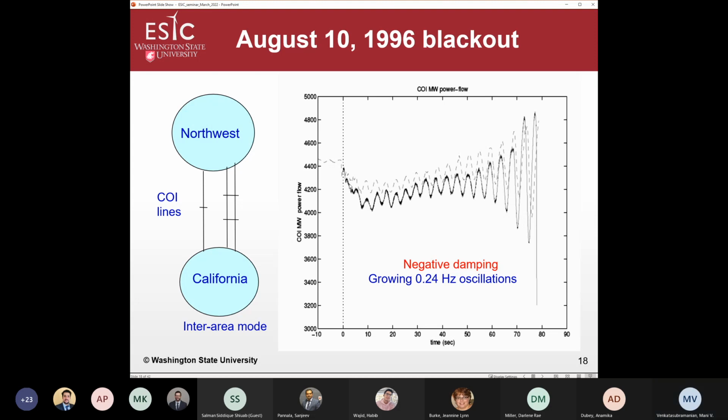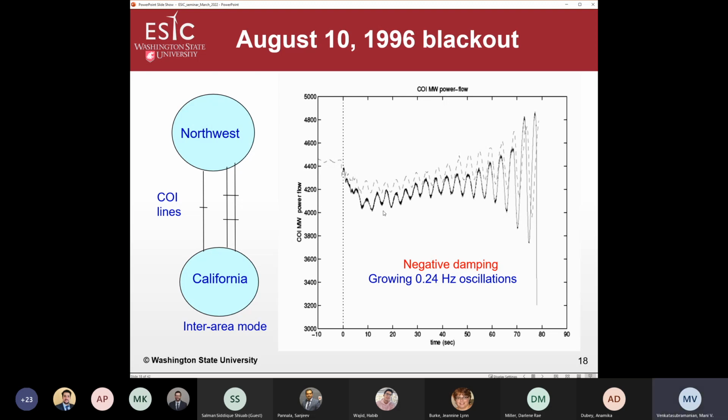And as you can see, the system started showing slow, small oscillations. And as the system event progressed, we lost more generation because of, again, faulty relay action. And as the generators started tripping, the eigenvalue moved further and further into the right half plane. And as we know, if we have an eigenvalue or pole in the right half plane, that will lead to exponentially growing oscillations. And that is exactly what happened during this 96 event.